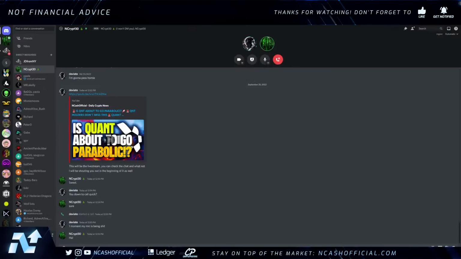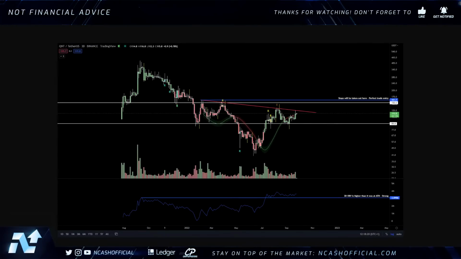Okay, yeah. So with an inverse head and shoulders, it's generally a reversal pattern. I think that's the first and foremost thing, and what I would say is the most important thing to look at. Also, with it being above support.